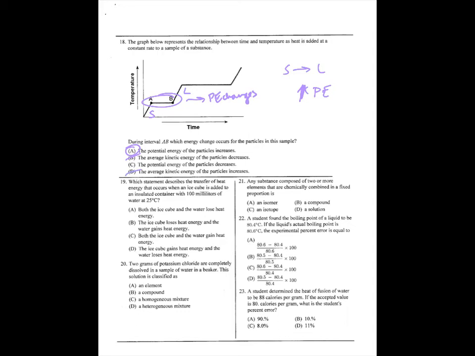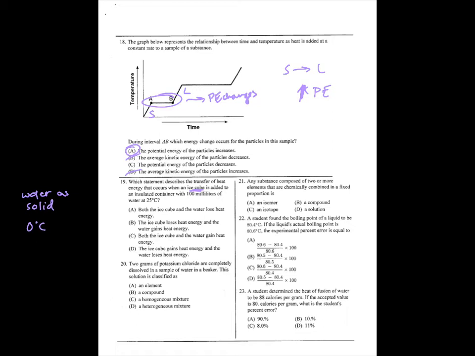Number 19. Which statement describes the transfer of heat energy when an ice cube is added to an insulated container with 100 milliliters of water at 25 degrees Celsius? So ice cube, meaning it's water as solid. So clearly, that's going to be 0 degrees Celsius, because remember, ice has to be at least 0 degrees or below, because that's when it melts. It melts at 0 degrees Celsius.